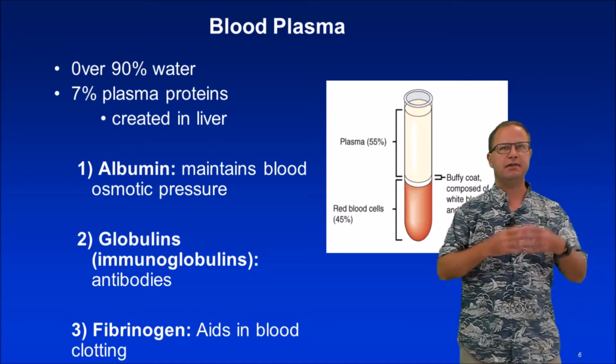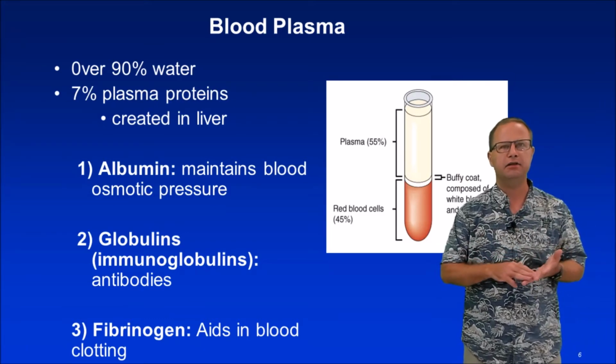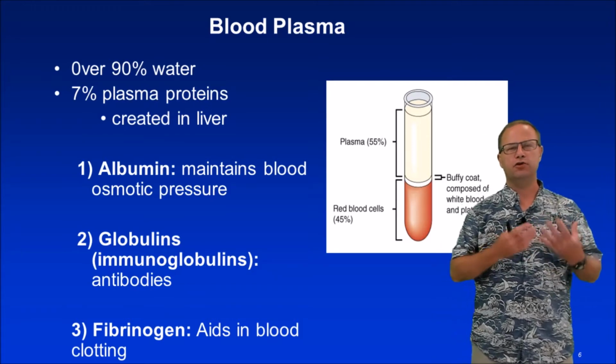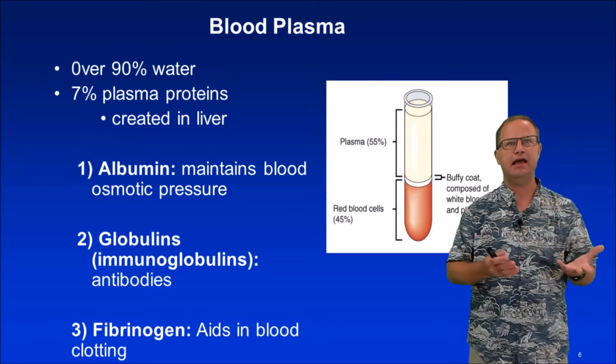All right, but talking about plasma, plasma is the stuff that's up here. So plasma consists mainly of water, but it also consists of plasma proteins such as albumin, globulins, and fibrinogen. Let's talk about albumin. Albumin is a protein you might have had for breakfast. That's because it's found in eggs or egg whites.